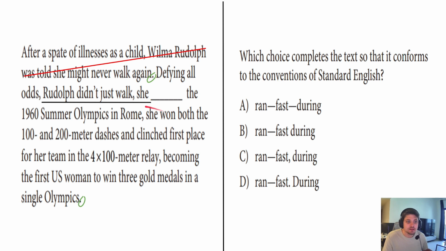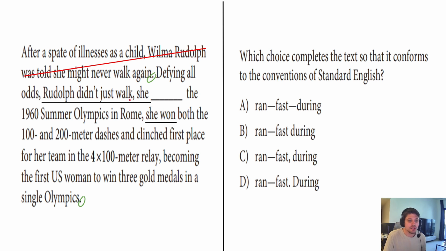That's a sentence. Subject, Rudolph. My verb in this case is walk. She didn't just walk, she ran. Okay, it's a complete thought. Down here, I have another subject and a verb. She won. Subject, she. Pronouns can be a subject. Won. Okay, I've got two sentences here. They need to be separated.